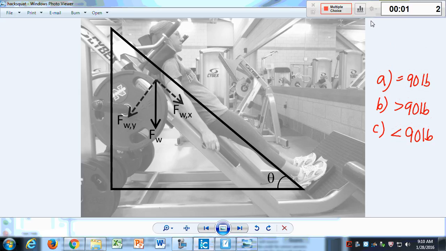Let me explain the question again. So it takes a certain amount of force to push this bar up, right? We can measure that force. If I put extra plates on the bar, say I put 90 pounds on the bar, two 45-pound plates, then it takes extra force for me to push that thing up, right? It's heavier, so it takes extra force. Is the amount of extra force required to push it up going to be equal to 90 pounds, greater than 90, or less than 90 pounds? Which is it going to be, A, B, or C?